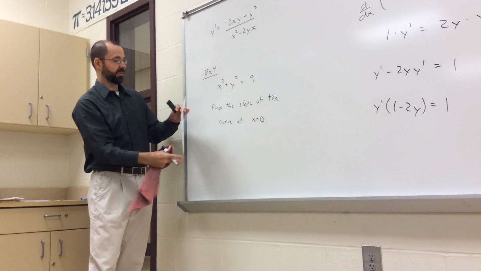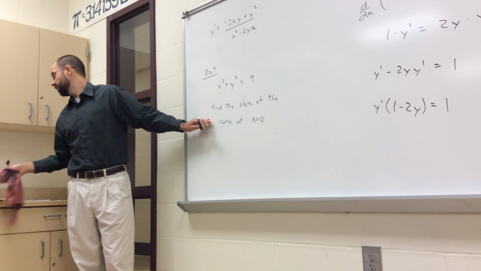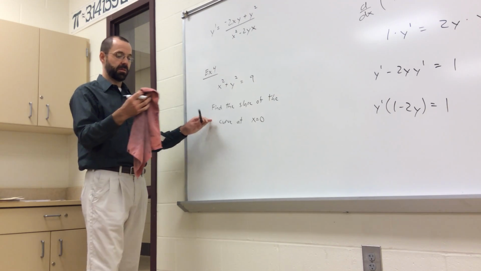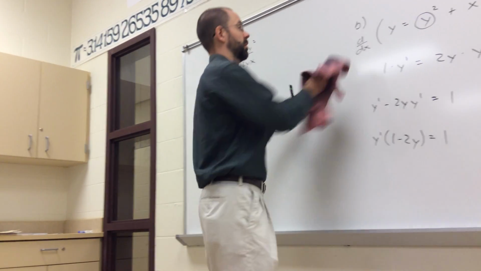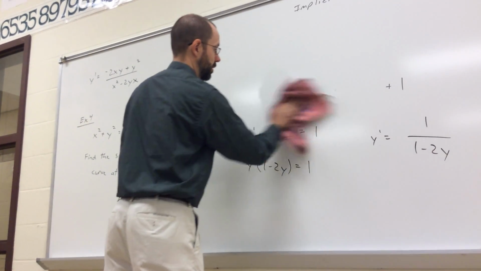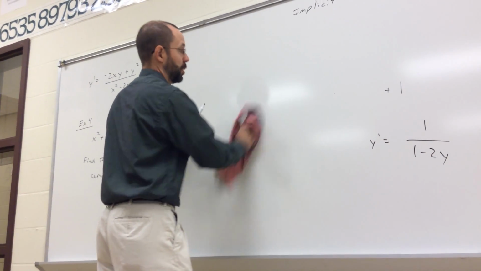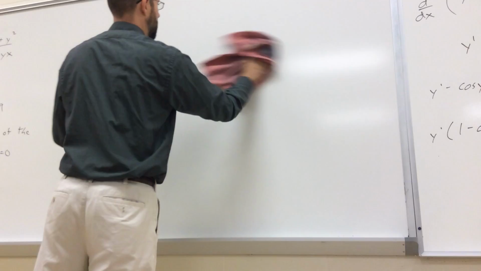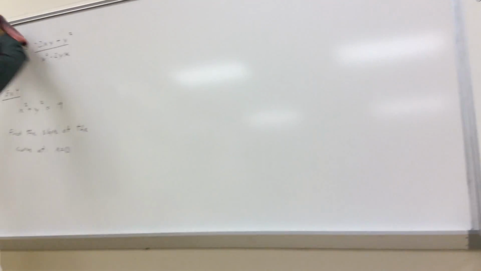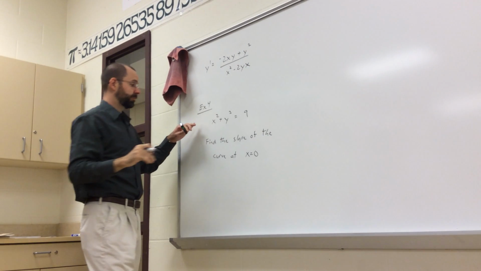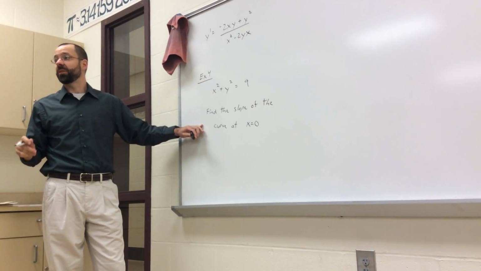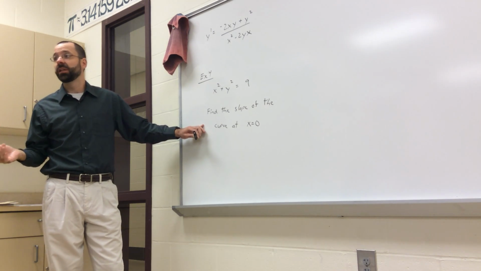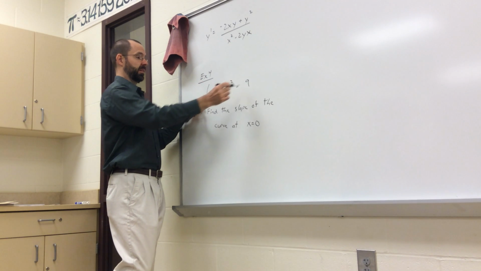So I've got x squared plus y squared equals 9, and we're going to find the slope of the curve at x equals 0. If I want the slope of the curve, that means I need the derivative, right? Because the derivative is the formula that gives me the slope of the curve. So I need to take the derivative of this.